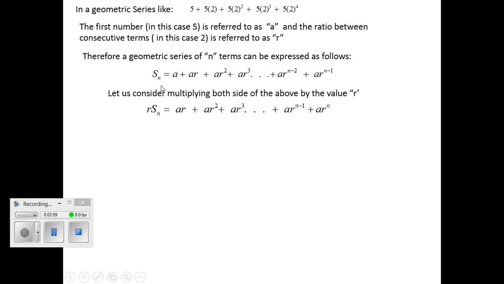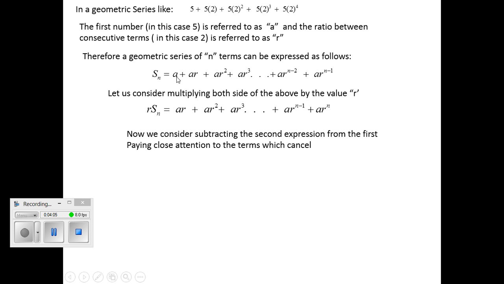Okay, so the left-hand side would be r times this summation of n terms, and then each of the subsequent terms would be: the first term would be ar, the second term would be ar squared, and so on and so forth. Now, what we do in this case is subtract this r S sub n from the S sub n. So we're doing S sub n minus r S sub n, and what happens is we get a sequence of cancellations. The first term is not going to cancel out, but the ar from each is going to cancel out, ar squared is going to cancel out, ar cubed, and so on down the line.